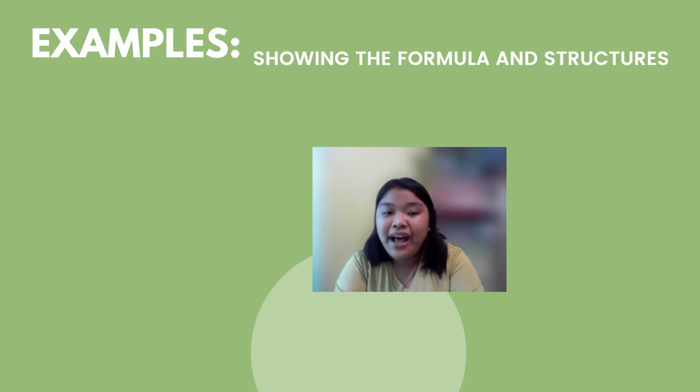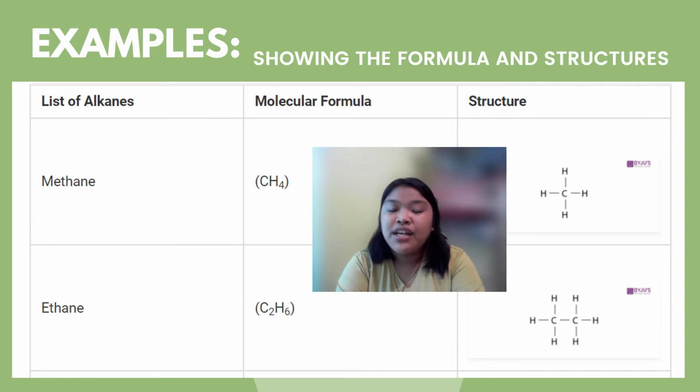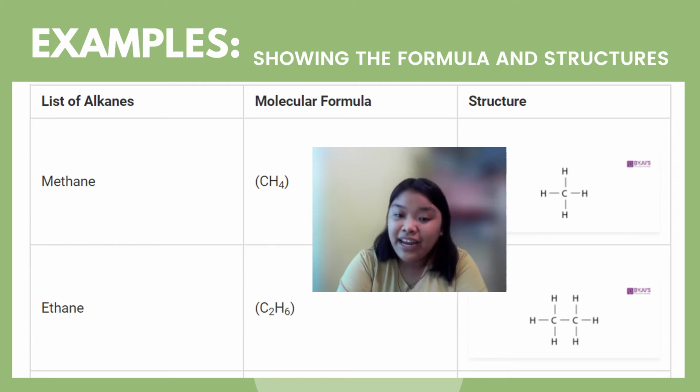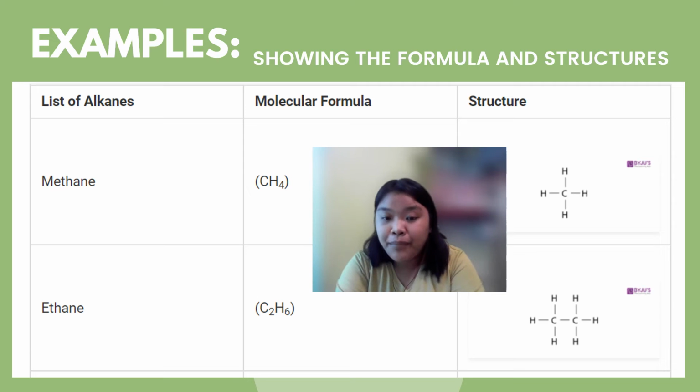Okay, next we have the examples of alkanes showing the formula and structure. So we have here the methane and ethane for the first column. Second column, we have the molecular formula. And the third column, we have the structure of methane and ethane. So, in molecular formula, we have CH4. So, we have only 1 carbon in methane.